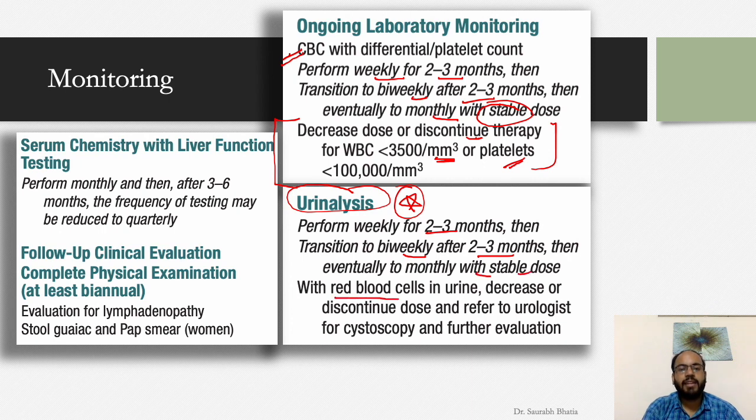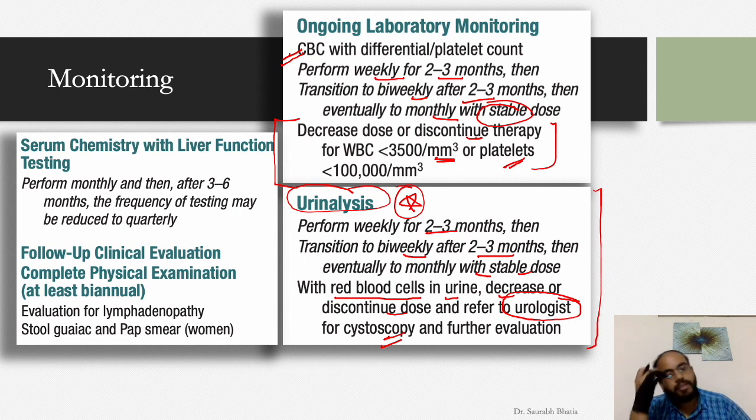If there are any red blood cells in urine, you decrease or discontinue the dose, and it's always a good idea to include a urologist so that they can do all the imaging and scopy techniques to find out if there is any bladder abnormality. And remember that these are somewhat stringent monitoring guidelines, and maybe in daily practice we are not able to follow these guidelines properly.